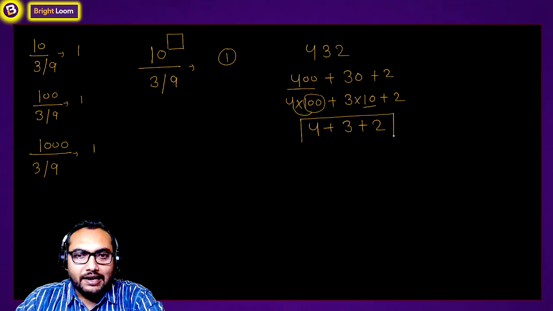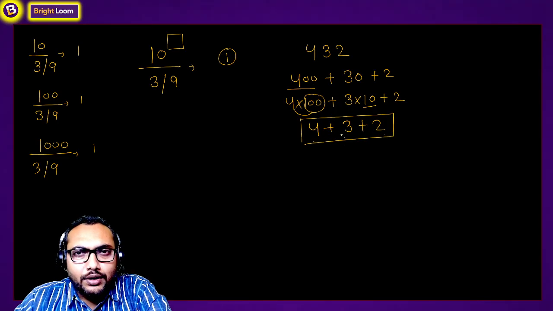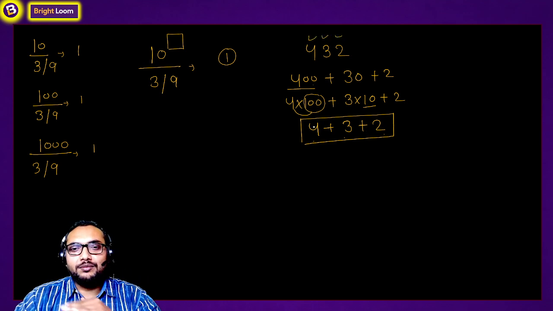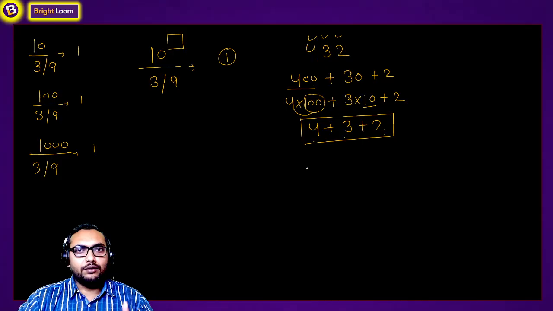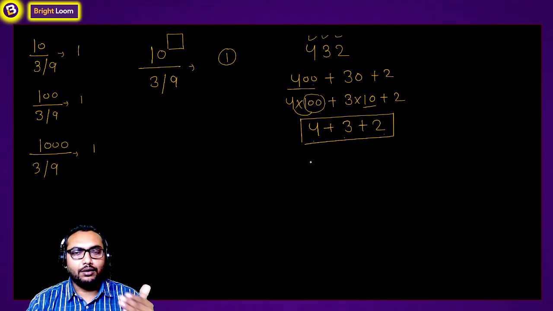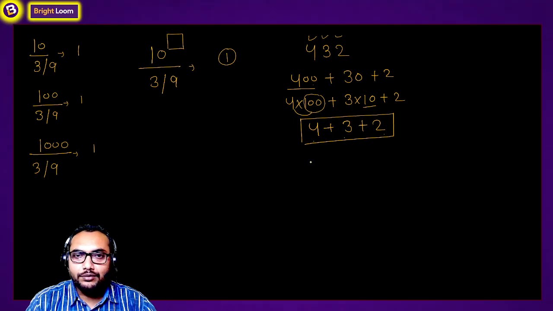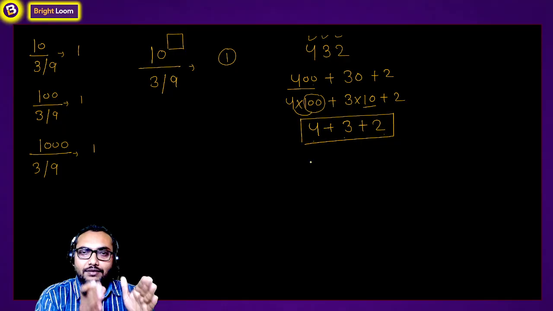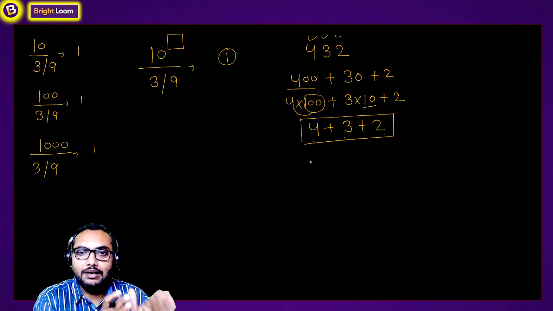Now what are we left with? 4, 3, 2. And my dear students, what are 4, 3, 2? They are the digits of the number, right? That is why I'm saying this is the pattern going on here. So whenever we want to check whether any number is completely divisible by 3 or 9, we add the digits, and then we get to know whether the number is completely divisible by 3 or 9 or not, right?